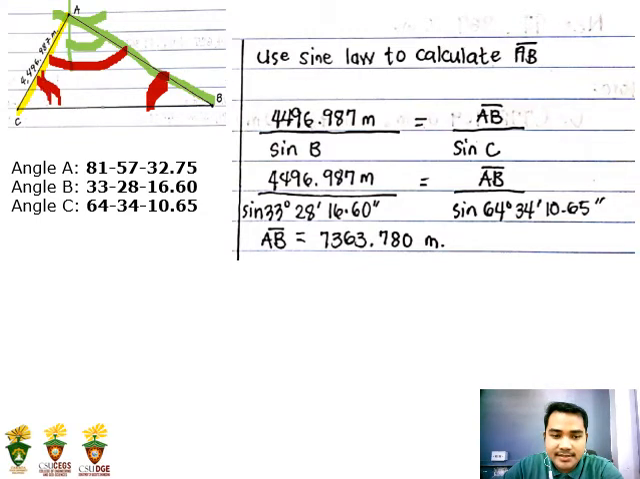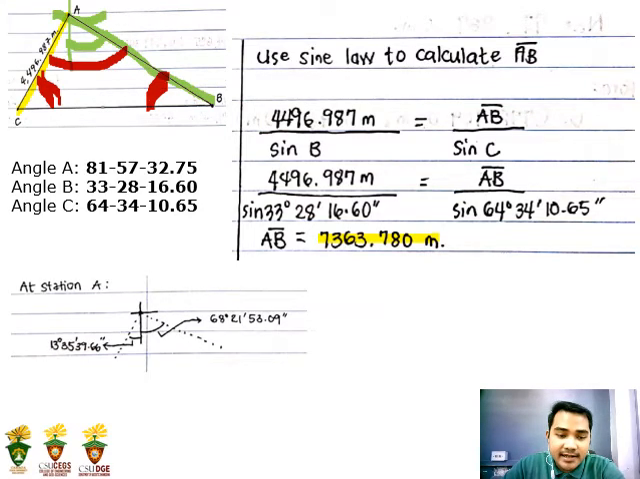So, given na po si angle C. So, substitute the value of AB, substitute the value of line AC and the angle B and angle C. So, we can have the value of line AB to be 7363.780 meters. Alright, so next is natay distance. So we need to have the bearing A to B.